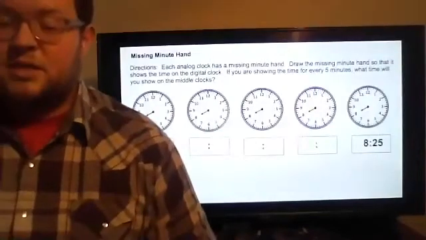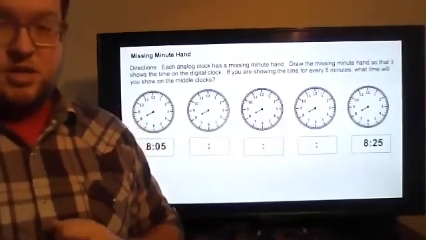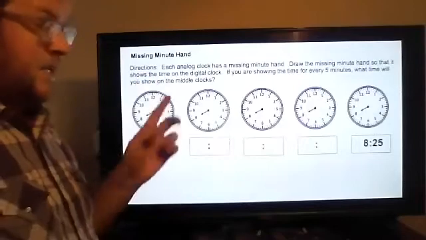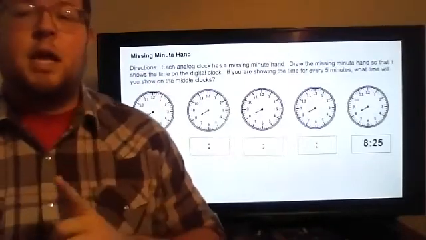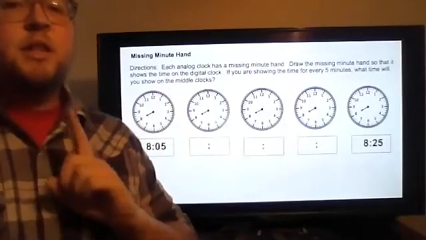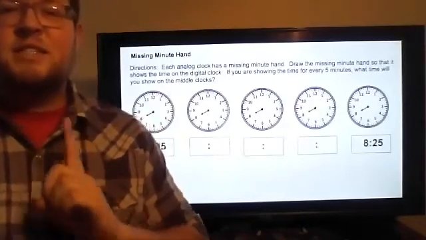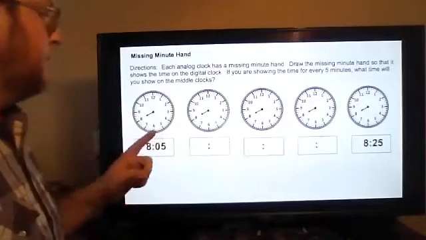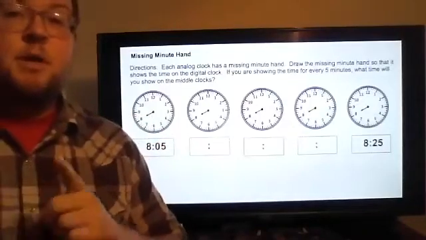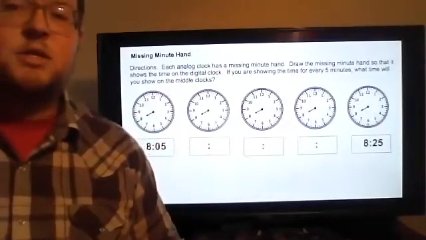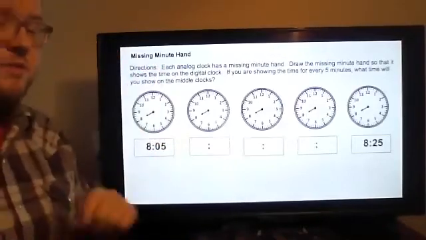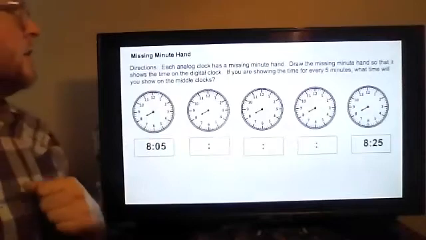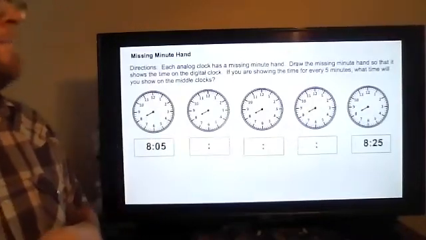Now, just like the problem that we had just a little bit ago, this has to do with time as well. But we are focusing on the minute hand, not so much the hour hand. The hour hand is going to stay in the same position. We have a digital time attached to our analog clock, so that helps us a lot. So I'm going to read our directions first and then look at our clocks. It says each analog clock has a missing minute hand.